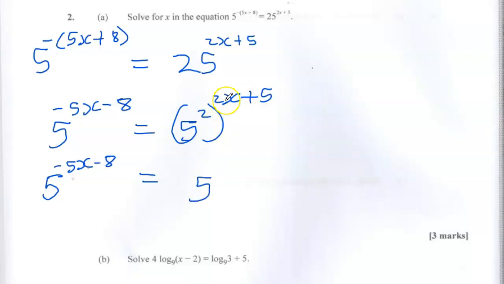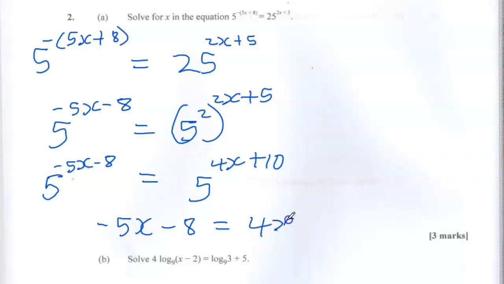and then we can distribute the 2 to these terms here. So 2 times 2x, that's 4x, and 2 times 5, that's 10. So both sides have the same base, so we can equate the powers. So therefore we can safely say that minus 5x minus 8 is equal to 4x plus 10. So since the bases are the same, we can just equate the powers, alright?